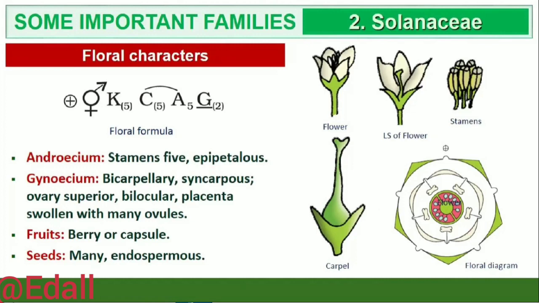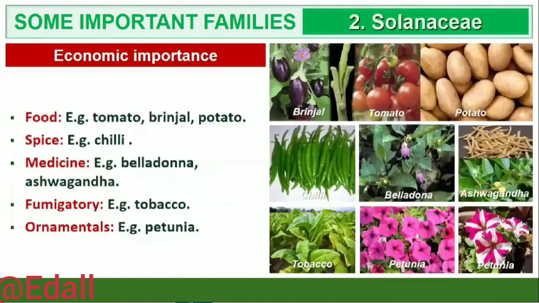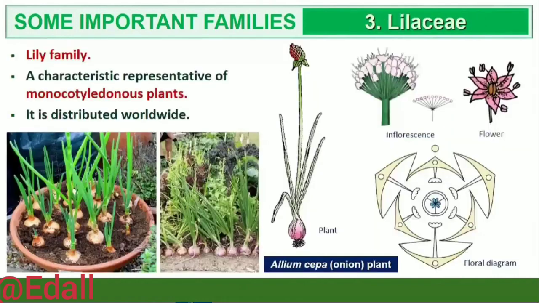Floral formula: actinomorphic, bisexual, calyx 5, corolla fused 5, androecium 5, superior ovary 2. Now write down the floral formula by yourself. Economic importance. Many plants belonging to this family are sources of food, tomato, brinjal, potato; spice, chili; medicine, belladonna, ashwagandha; fumigatory, tobacco; ornamentals, petunia.